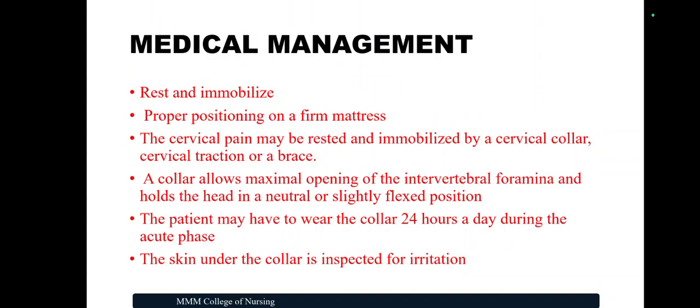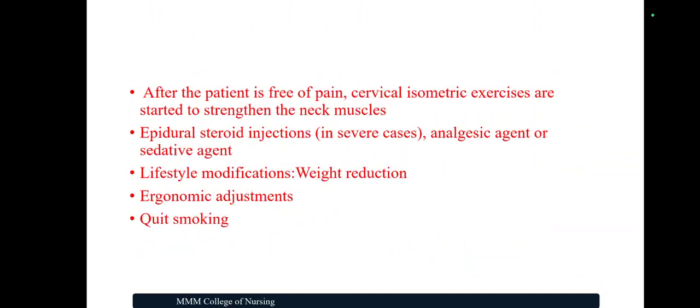Moving on to the medical management. Rest and immobilize the patient. Proper positioning on a firm mattress. Cervical pain may be treated with rest and immobilization by a cervical collar, cervical traction or a brace. A collar will allow the maximal opening of the intervertebral foramina and holds the head in a neutral or slightly flexed position. The patient may have to wear the collar 24 hours a day during the acute phase. The skin under the collar is inspected for irritation.